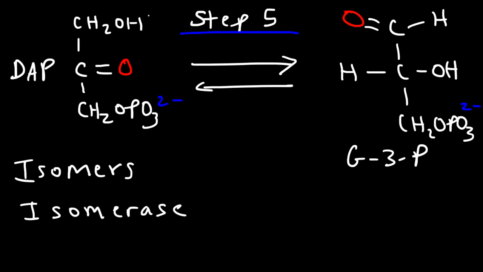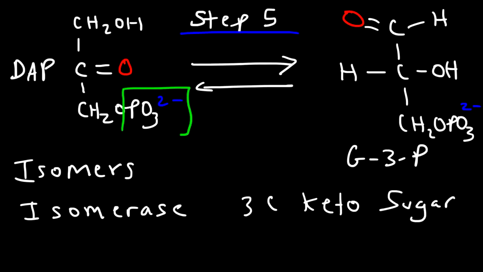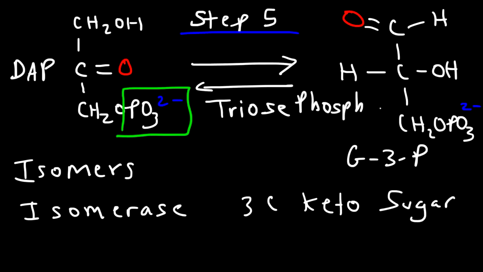Now let's focus on the substrate molecule that we have here. So we have a 3-carbon keto sugar, or just keto sugar, with a phosphate group attached to it. So the enzyme that we need to catalyze this reaction is going to be called triose, because we have a 3-carbon sugar, triose phosphate isomerase.